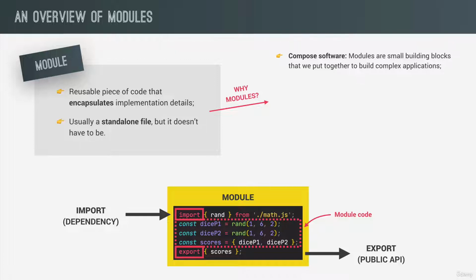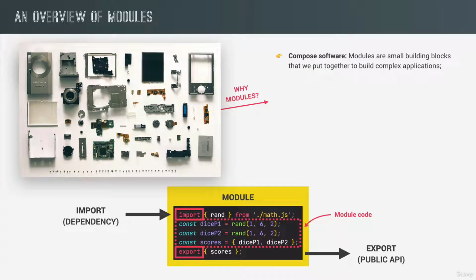really complex applications. And I think it might be helpful to look at a more real-world example to understand all the benefits of modules. So let's take this digital camera. You can see that this specific camera is basically made up of all these modules that we can see here. And this is exactly how we can compose software using modules as well.